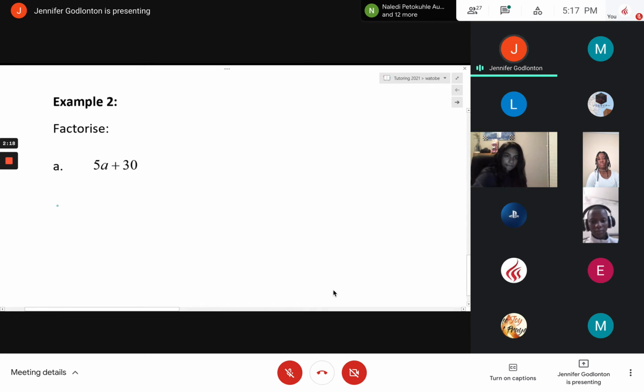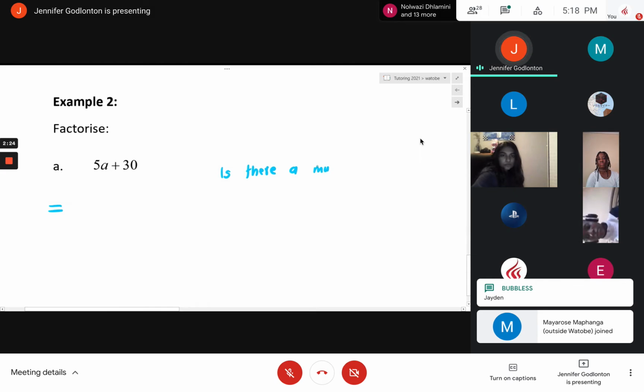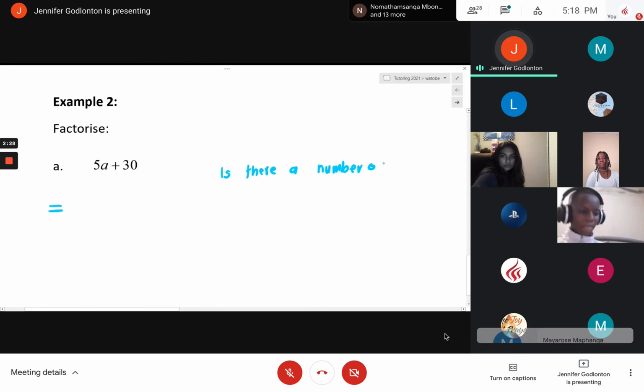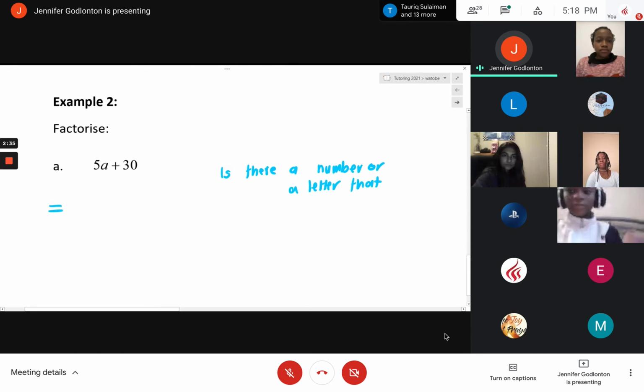So if I was to factorize this, the first thing I have to think of is, is there a number or a letter that can go into both? Can anyone tell me if there's a number or a letter that can go into both terms?